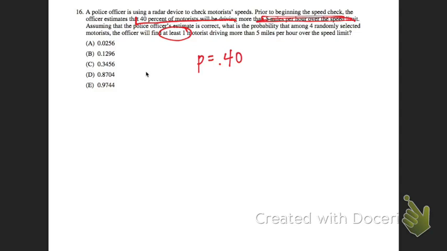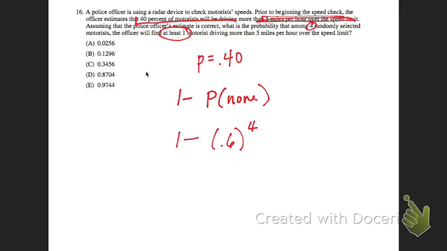And then it's saying at least 1. We've learned 2 ways to do this. We've learned 1 minus the probability of none. And then we've also learned how to do it in a binomial. So if you did 1 minus the probability of none, it would be 1 minus 0.6 to the 4th power. It says 4.